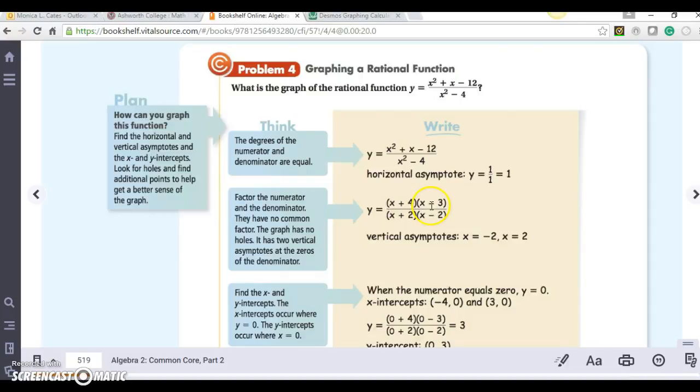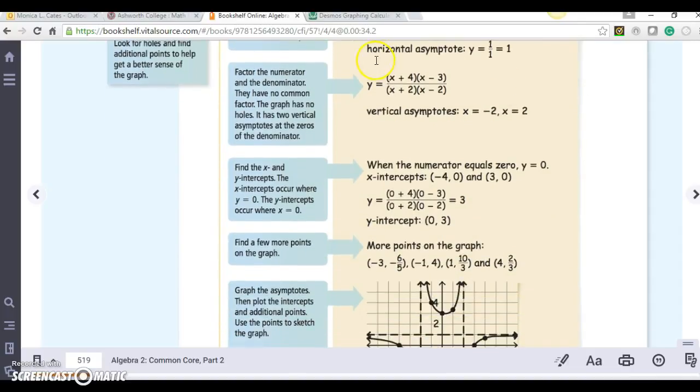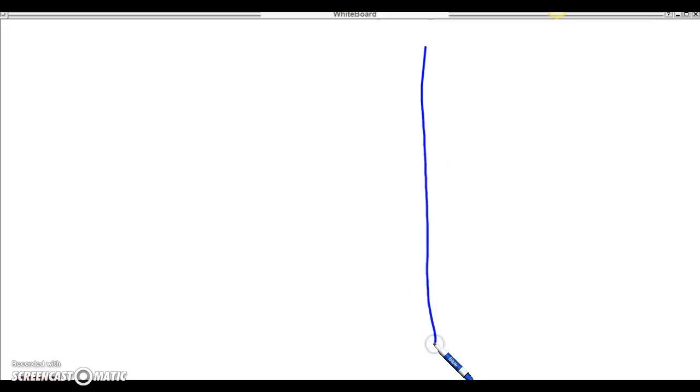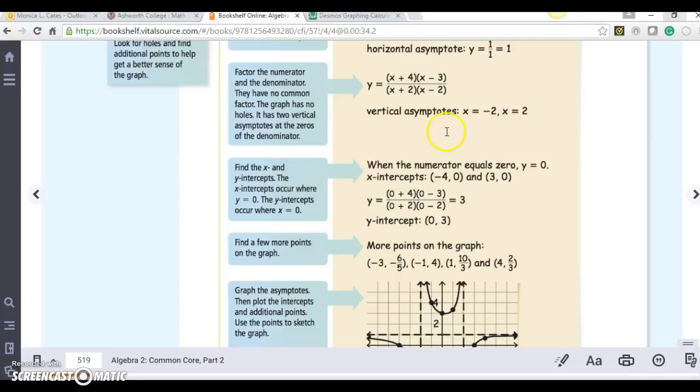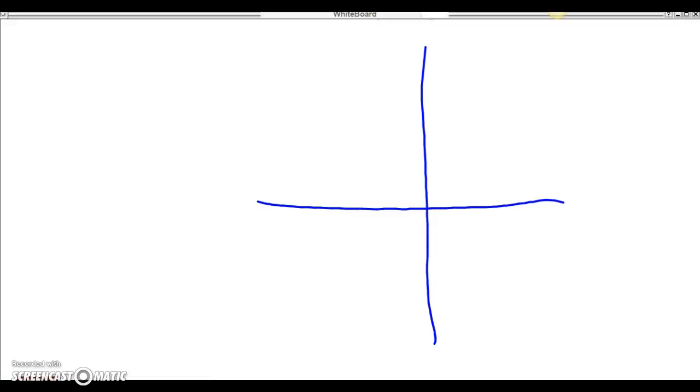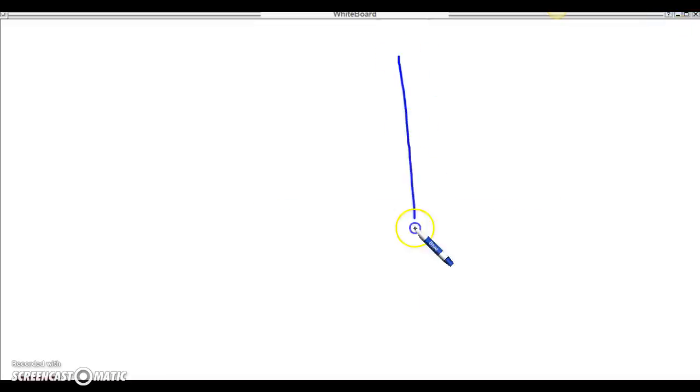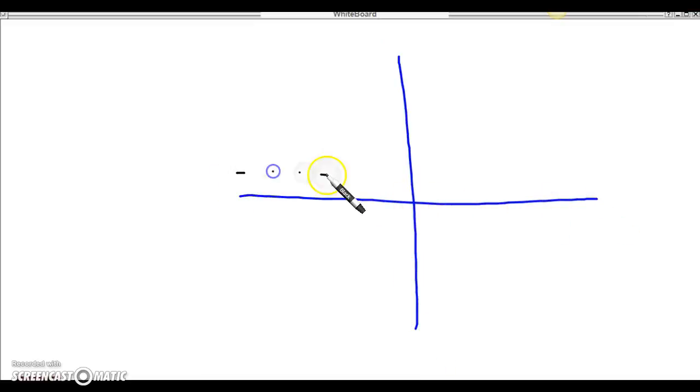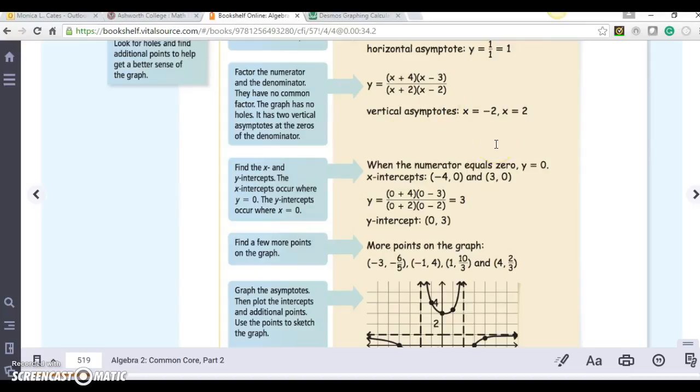If I factor it, like I've done here, I see that nothing crosses out, and so my vertical asymptotes would be at -2 and +2. I also have my horizontal asymptote, and you can draw it here, at y equals 1. It should be a dotted line. Let me start over. Let's do a dotted line. Of course, my line is not straight, I apologize. And then my vertical asymptotes are x equals -2 and x equals 2.